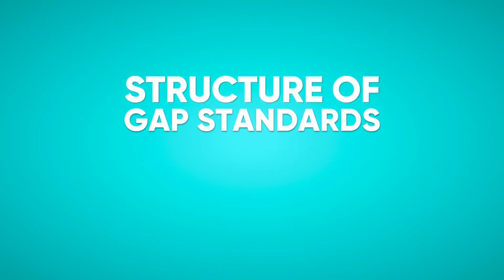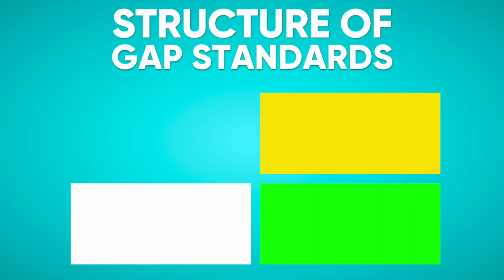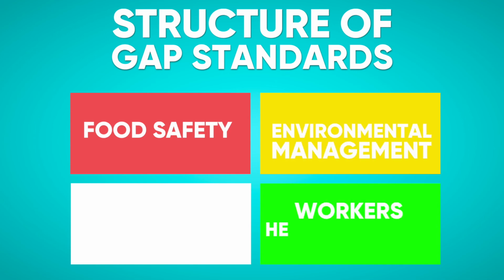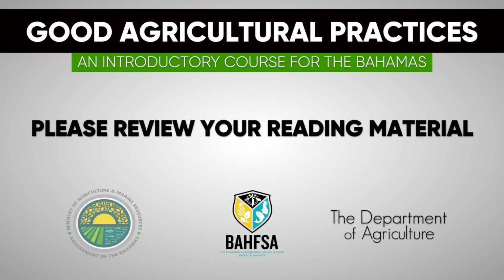Structure of GAP standards. The basic structure of the GAP standards is categorized into 4 modules covering food safety, environmental management, workers' health, safety and welfare, and produce quality. Each module is grouped into various elements. Each element covers one or more good agricultural practices. Over the next 4 weeks, we will examine each module, its elements, and the related good agricultural practices.